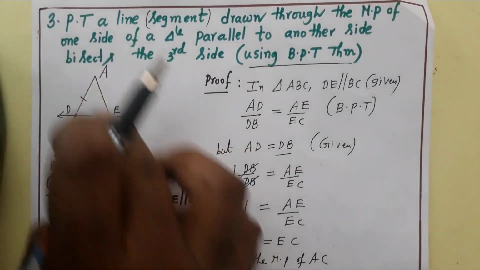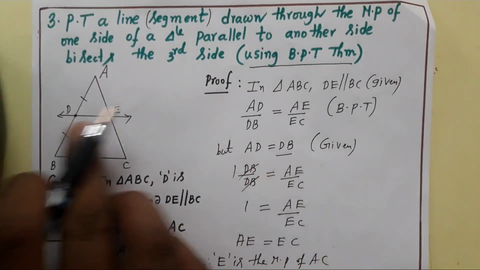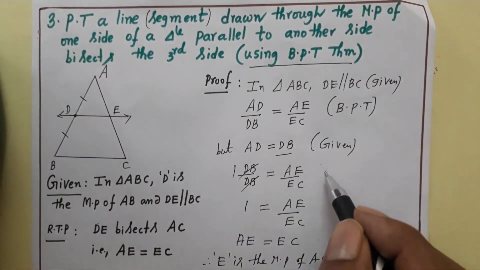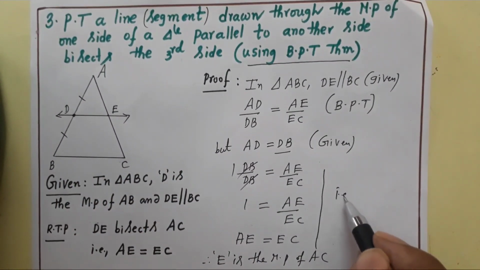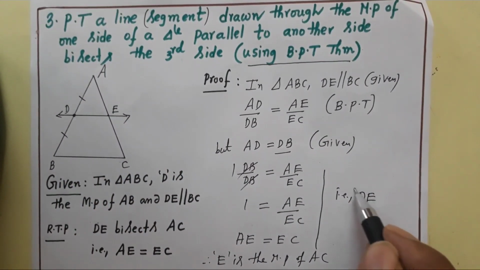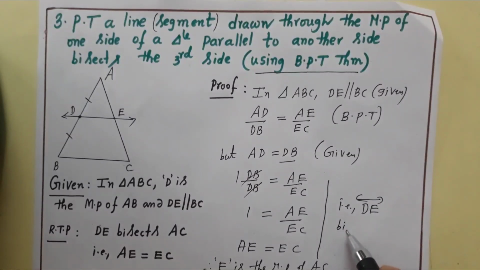If E is the midpoint of AC, that means what? DE bisects AC. Hence it is proved. That is DE bisects AC. So in this way we can prove, children.